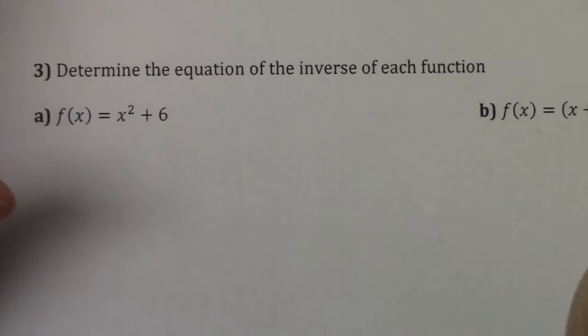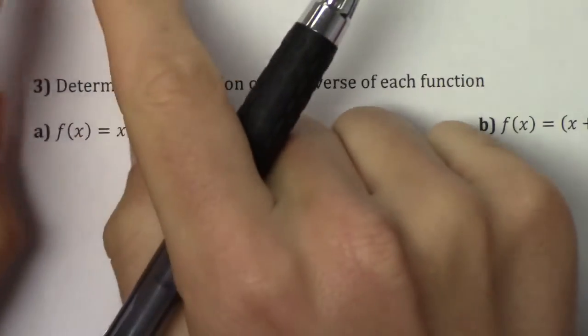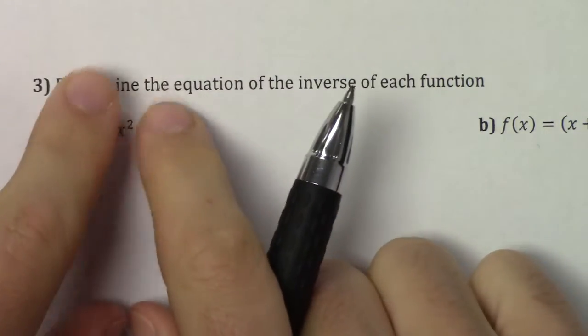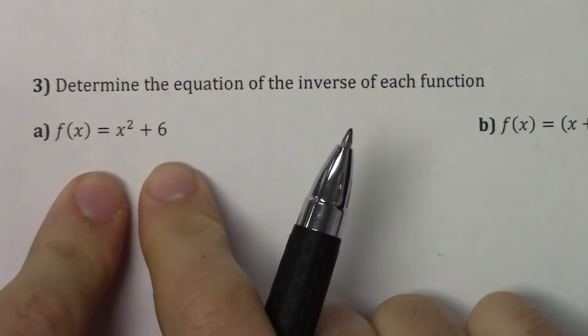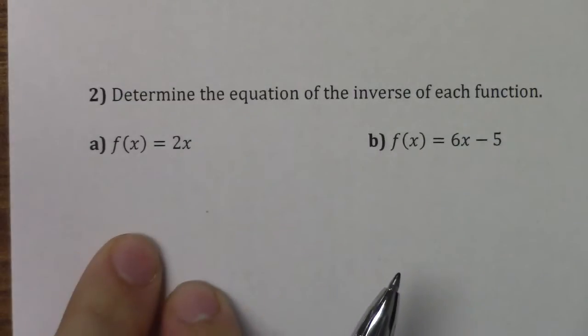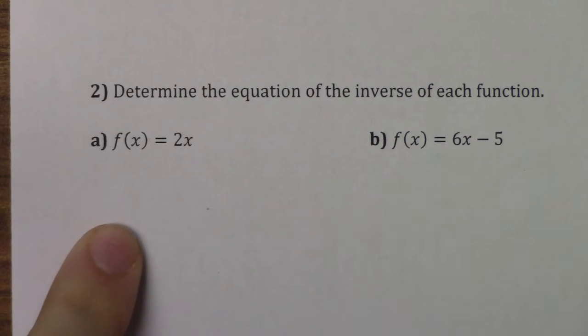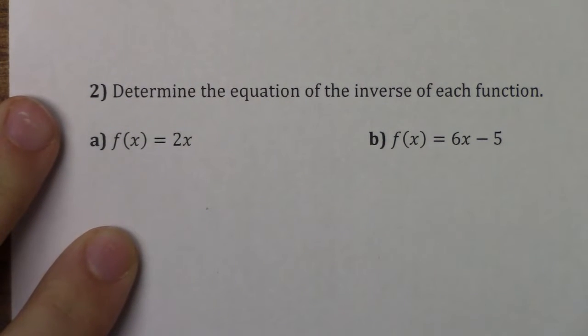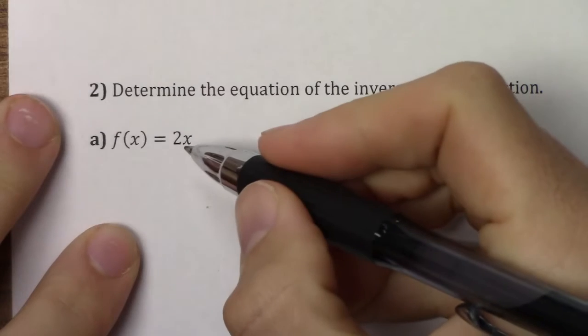So basically, our goal is to come up with the algebraic equation that is going to undo this one right here. I'm looking at the wrong spot. There we go. Let's jump on up to the easier ones. Sorry about that. So here we go.